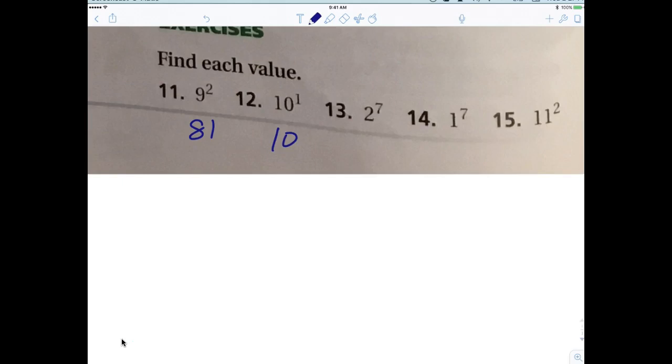Yes, sir. You're awesome, buddy. That's really, really good. Yes, I want you to do that one. 128. So what is 1 to the 7? Awesome. Very good. 1. And who knows what 11 squared is?